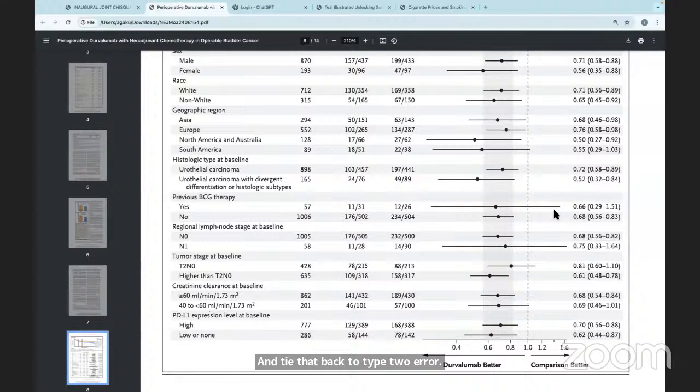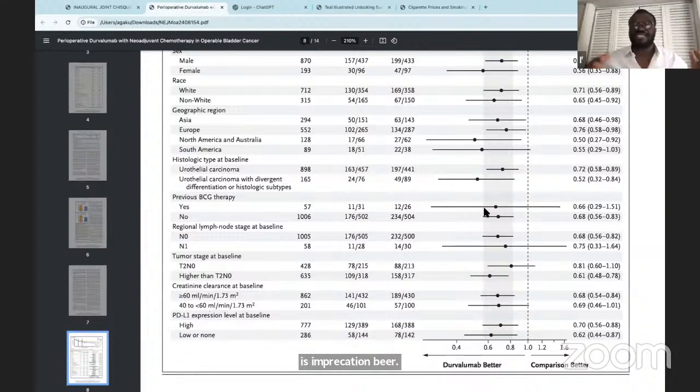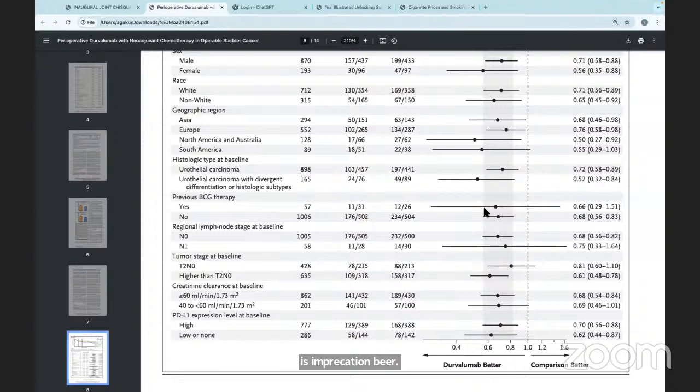Okay, for the previous BCG therapy, which is yes, I know there are very few people in both groups, which is not up to the 430 something that we calculated in the sample size. That means that we cannot detect any difference. And that is why the confidence interval is very wide. There's imprecision there. Okay. So because the confidence interval is very, very wide, complete the sentence.